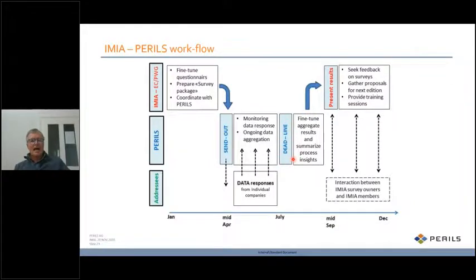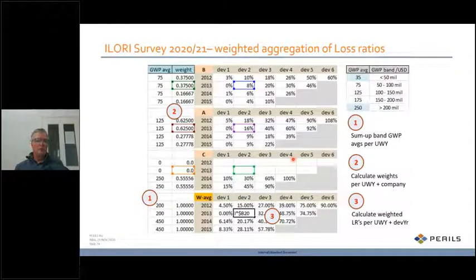Okay, now the question is, what do we do with all the data we get from the respondents? Here, a small example is just a part of the triangle which Martin showed you before. Now, let's assume we have three companies, A, B, and C. It is about the ILORI survey, so loss ratio index survey. So we are talking about loss ratio triangles. As an example, all the figures are invented.